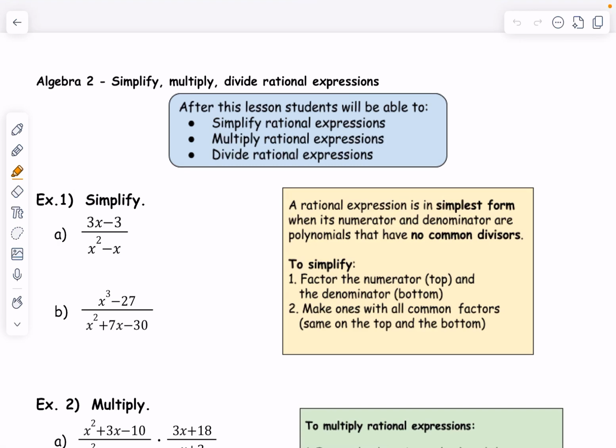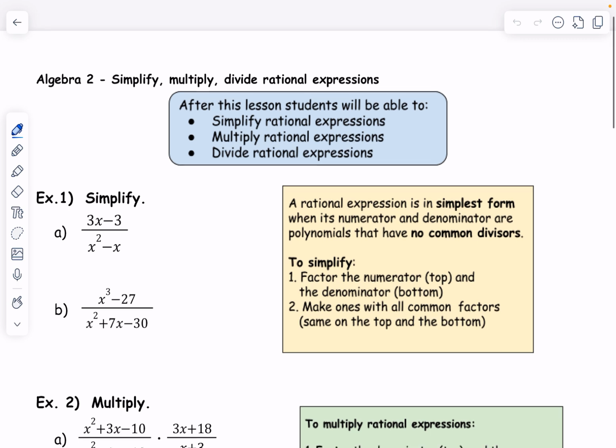Simplifying, multiplying, and dividing rational expressions. Now remember, rational expressions are expressions that are like fractions, right? And even though this one says simplify, we're always going to simplify at the end of our problems. So after today, you should be able to simplify, multiply, and divide rational expressions.